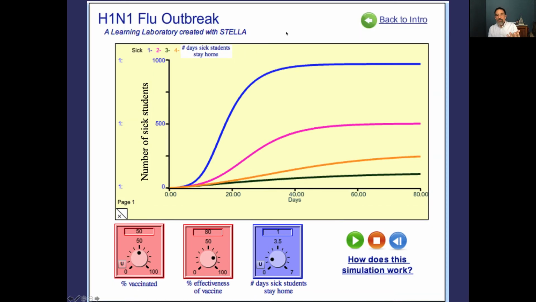But if you tweak the valves in that scenario, you can explore the effect of different scenarios, such as requiring that sick students stay home for longer periods of time, or increasing the vaccination rates. And you can see with progressively more intense control measures, the number of sick students over time becomes much less. And you can assess the relative importance of vaccination versus staying at home, or you can look at their combined effect when you implement both at the same time.